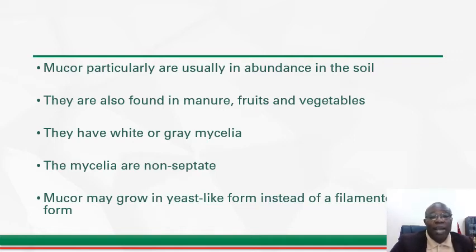They have white or gray mycelia, and the mycelia are not septate. Mucor may grow in a yeast-like form instead of a filamentous form, and the yeast-like form is unicellular. Normally they are supposed to grow in the form of a filament, but at times they could grow in the form of yeast, which is unicellular.